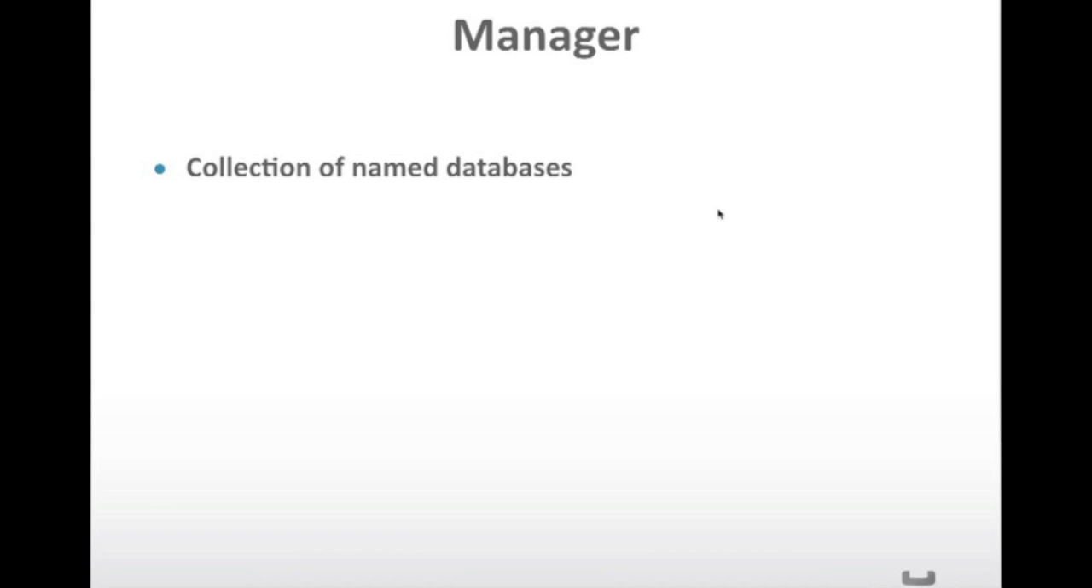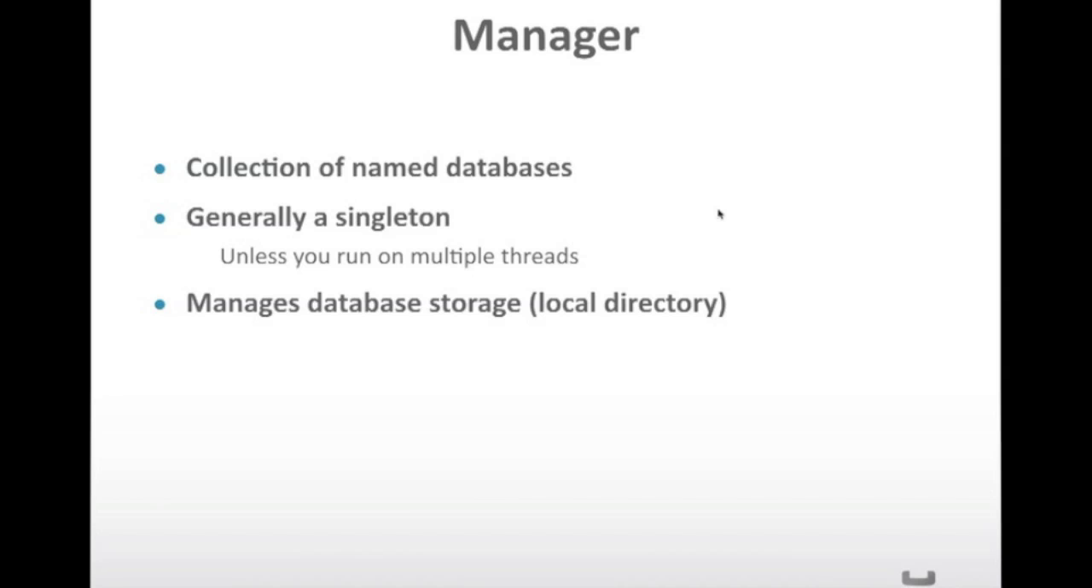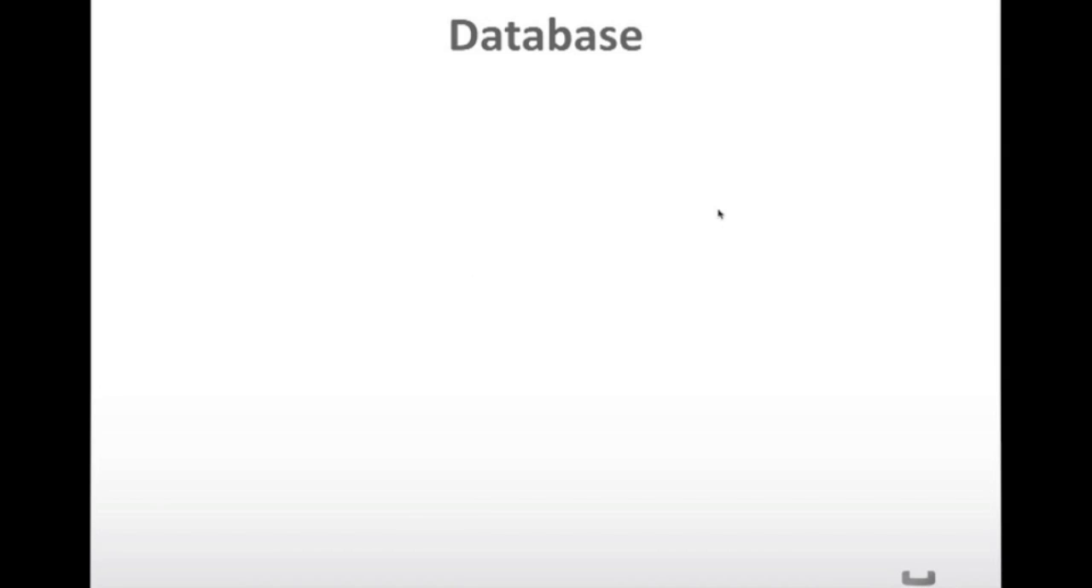So the database manager, as I said, is just a collection of named databases. It's usually a singleton. If you were just writing single-threaded code, you'll probably just use the shared instance to get it. If you want to run on multiple threads, you do need to create one of these for each thread that you want to run on. It is also in charge of actually finding the storage for the databases, which by default will live down in your app's application support directory. But if you wanted to customize that and store them somewhere else, you could use the database manager to configure that.